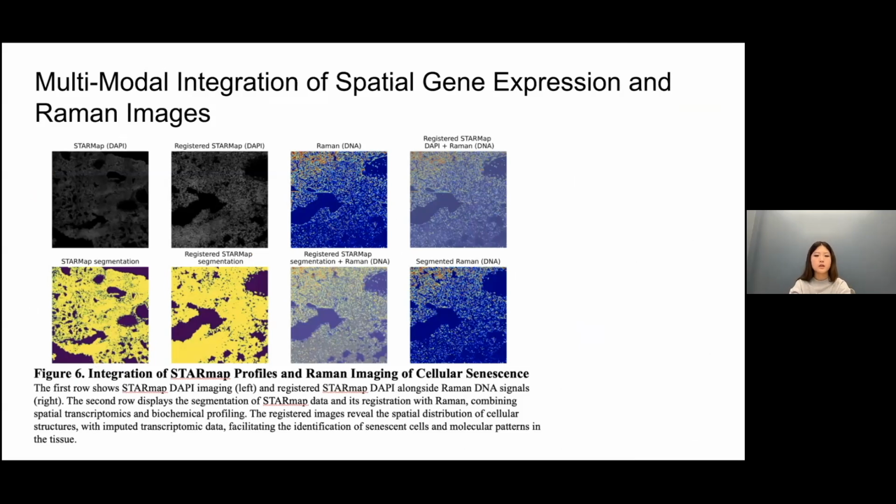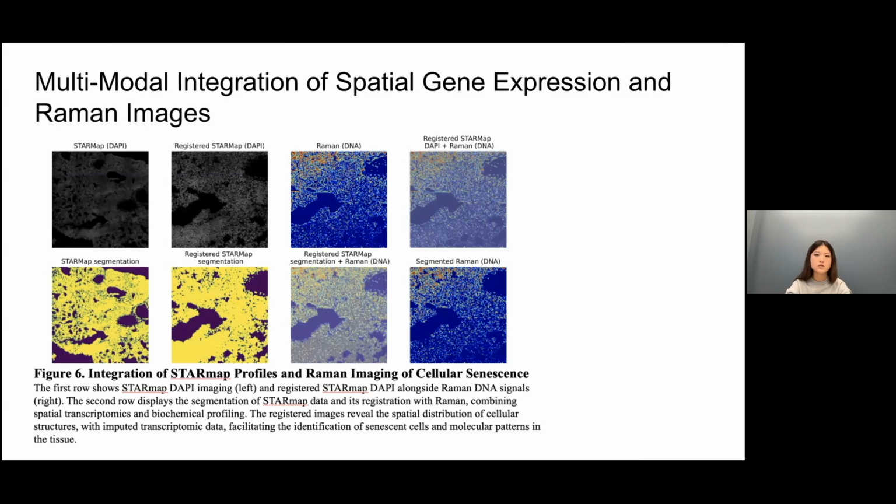Here, we're showing the multi-modal integration of STARmap, spatial gene expression, and Raman imaging, and it shows our alignment step in our technique. So starting with the first row, we can see the different image modalities. On the far left is the STARmap DAPI imaging, which highlights the nuclei of the cells in the tissue. This serves as a reference for cell locations.